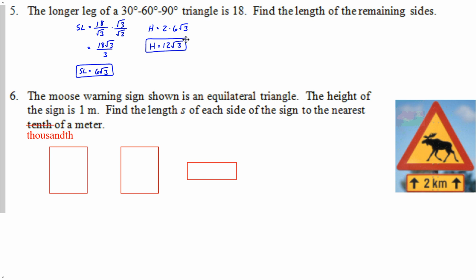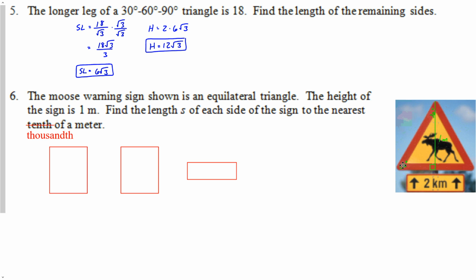For number 6, we have an equilateral triangle, this moose warning sign. We know the height of the sign is 1 meter. Now, we have to remember equilateral triangles are also equiangular. So when we draw in our height, which is also called an altitude, we would be able to know that we would now be dealing with a 30, 60, 90 triangle. Because again, equilateral triangle is a type of isosceles triangle. So that vertex angle is bisected. So that's a 30-degree angle inside this triangle.